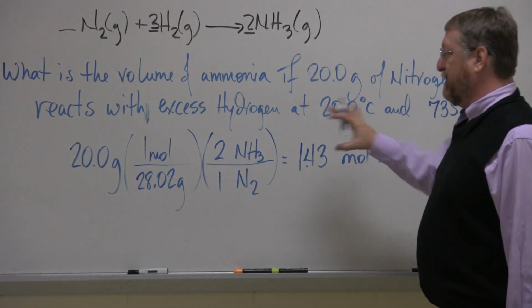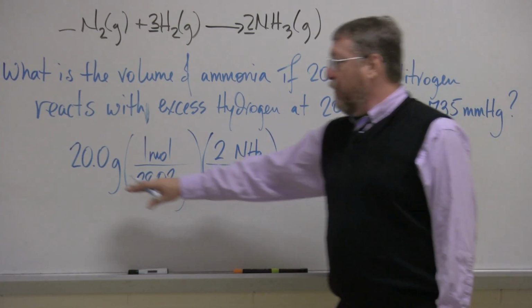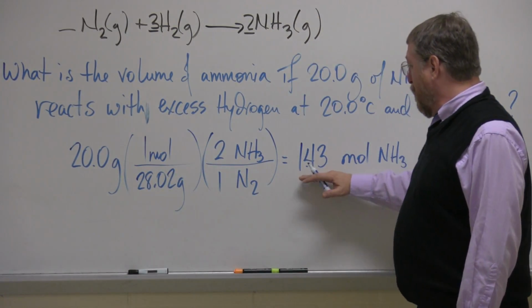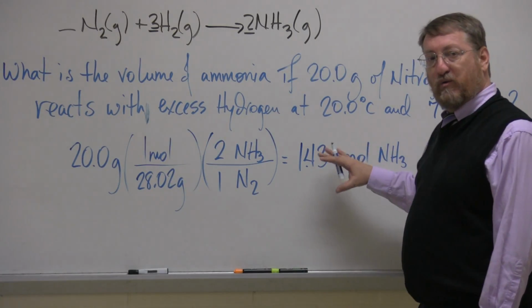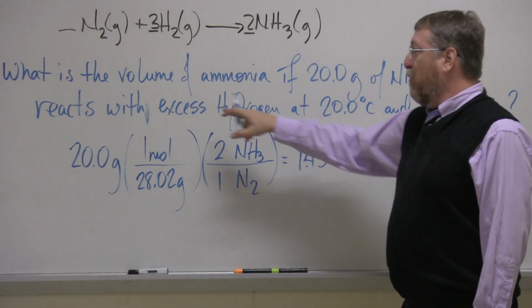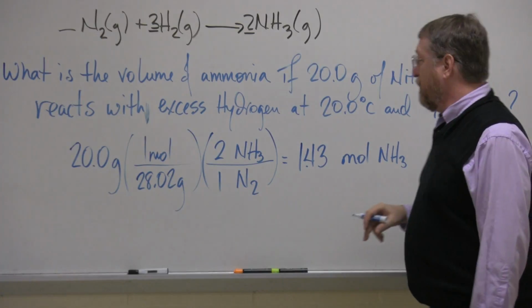Just a reminder of what that means. This part has nothing to do with the gas laws. This is if 20 grams of nitrogen are completely reacted, we will get 1.43 moles of ammonia. And as you know, we can multiply that by the molar mass of ammonia to get the grams. But we don't want the grams. We want the volume. So now we're going to go to PV equals nRT.